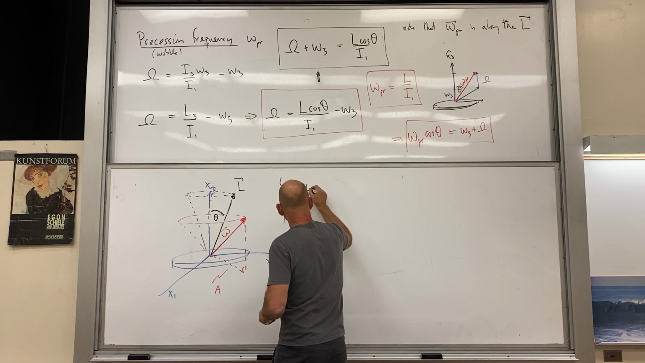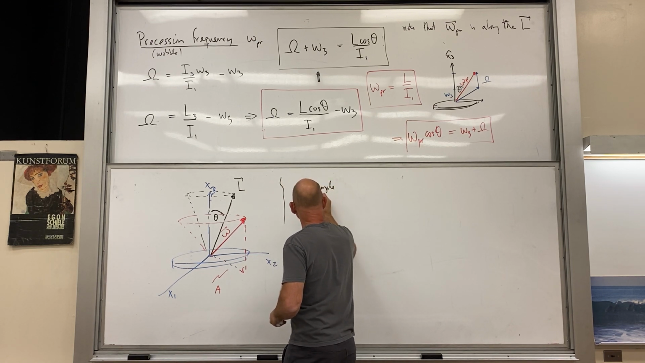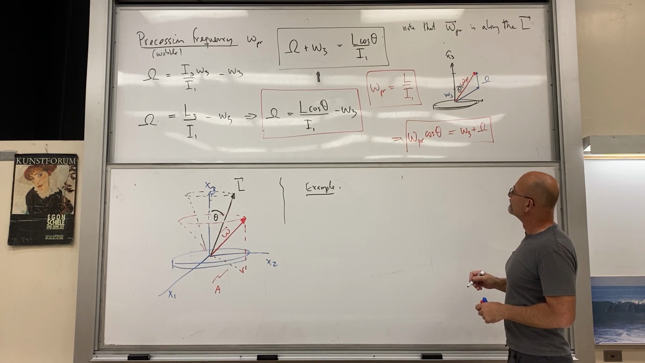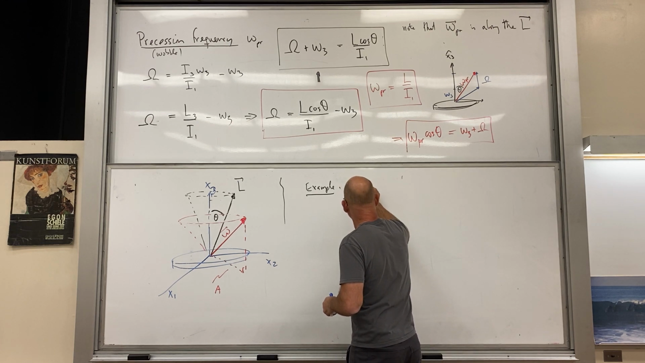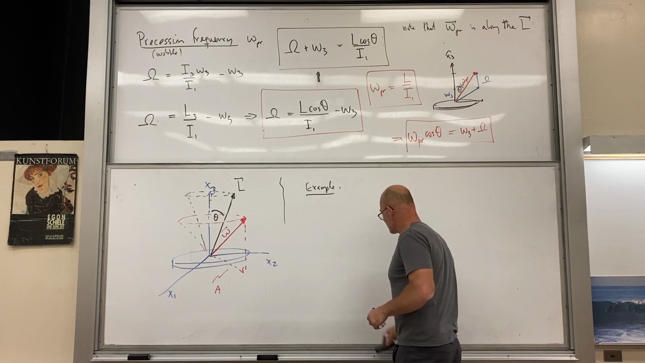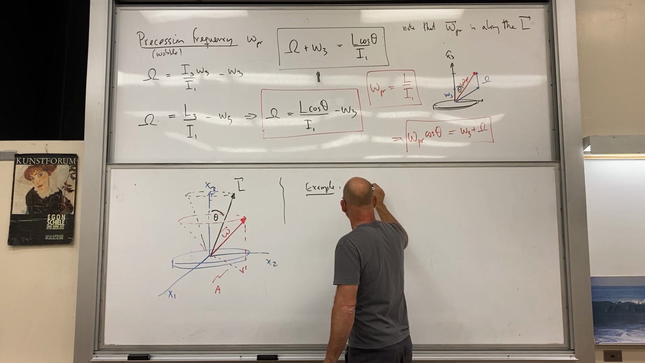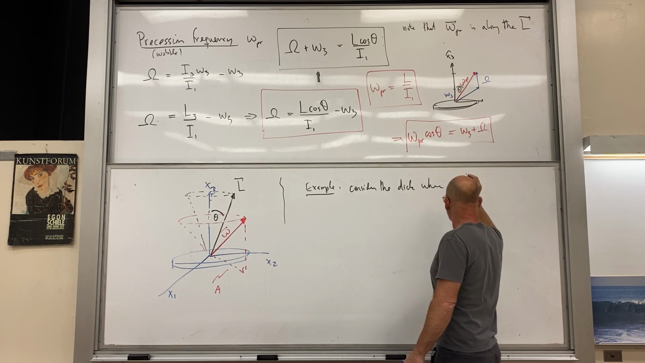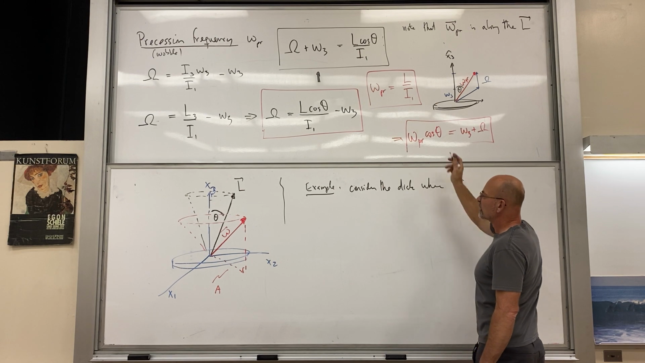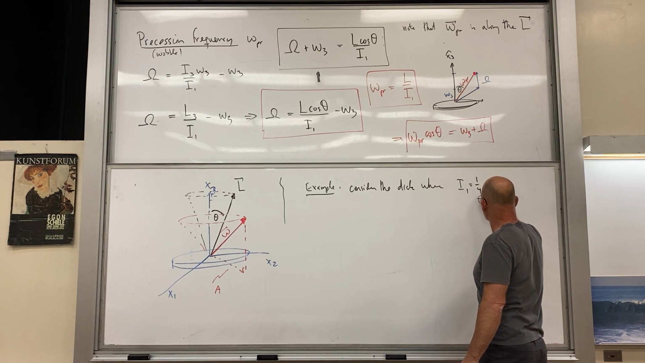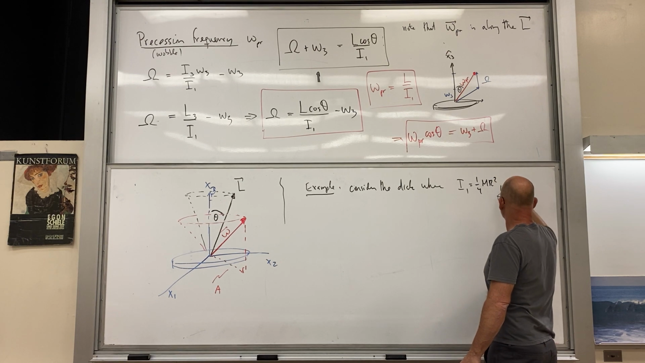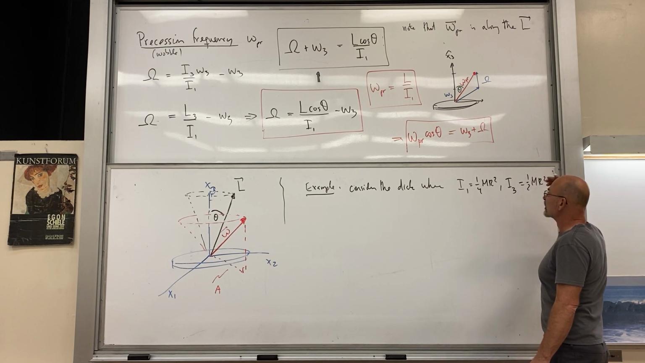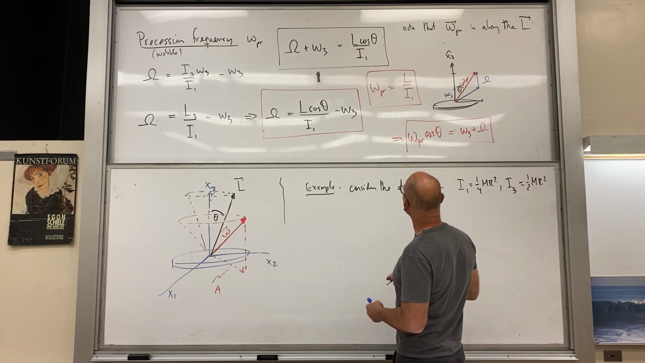So here's an interesting example. You can observe this under circumstances. Suppose we have, consider the flat disk. Consider the disk where I sub 1 is what I had written down originally. I sub 1 is a quarter mr squared. I sub 3 is a half mr squared. And now we'll look at this omega precession.